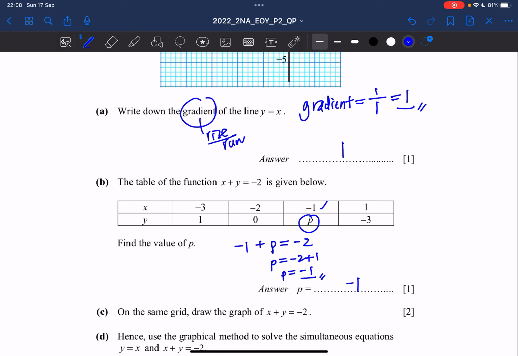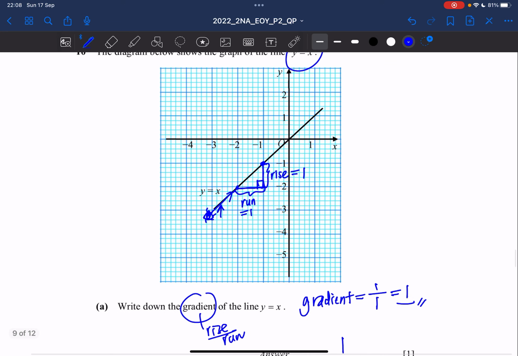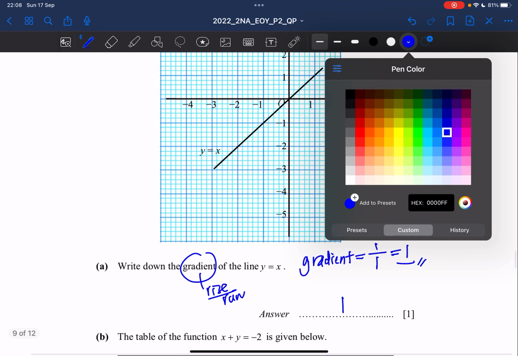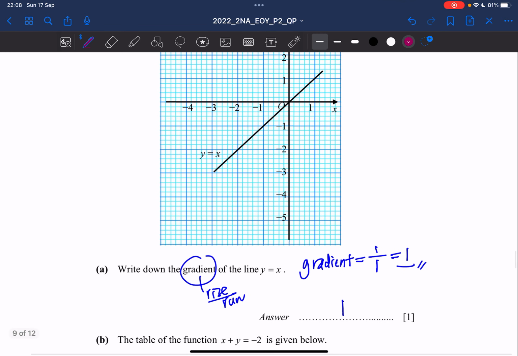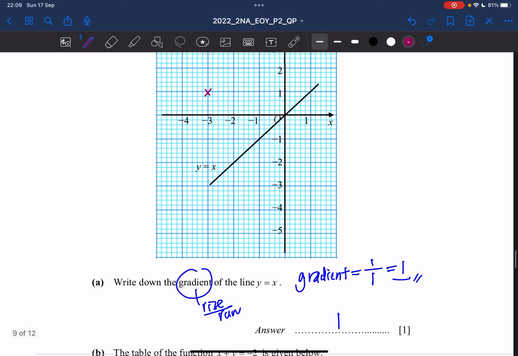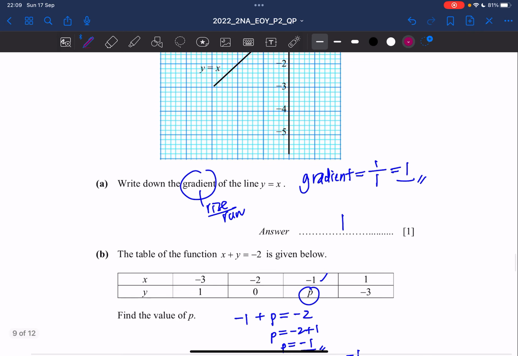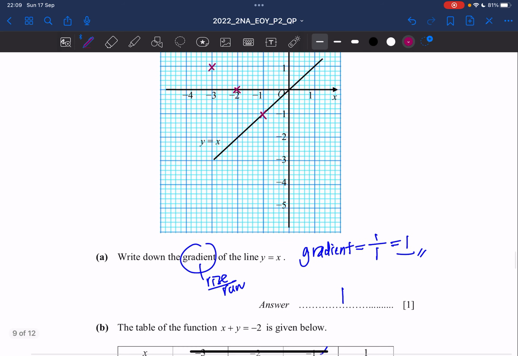On the same grid, draw the graph x plus y equals to negative 2. So let's plot together. First I'm going to erase all these, because I need to plot the points. So maybe I change color to magenta. So negative 3, 1 is here. Then negative 2, 0 is here. Then the third one, negative 1 is here. Then the fourth point is 1, negative 3.